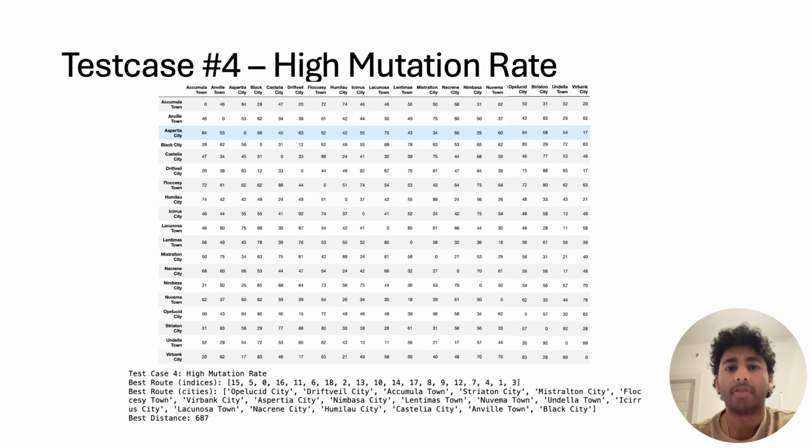The next test case uses a higher mutation rate of 0.5 from 0.25. This means that the algorithm is less prone to getting stuck in local optima. This algorithm does find a slightly more optimal route.